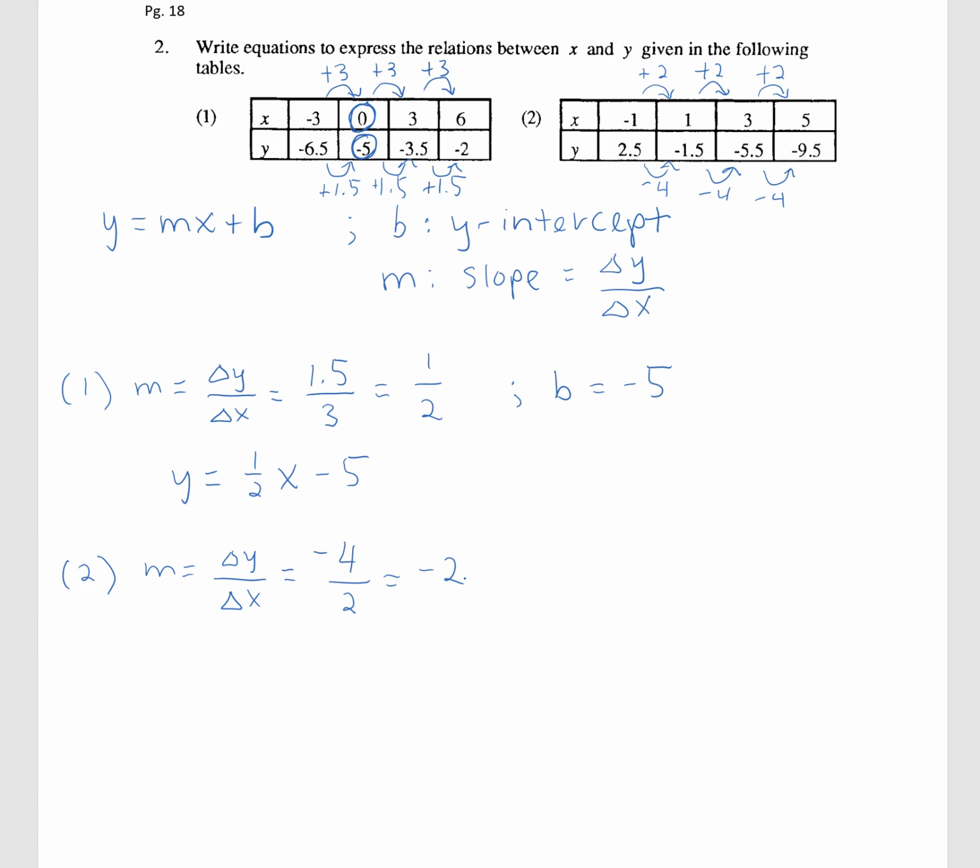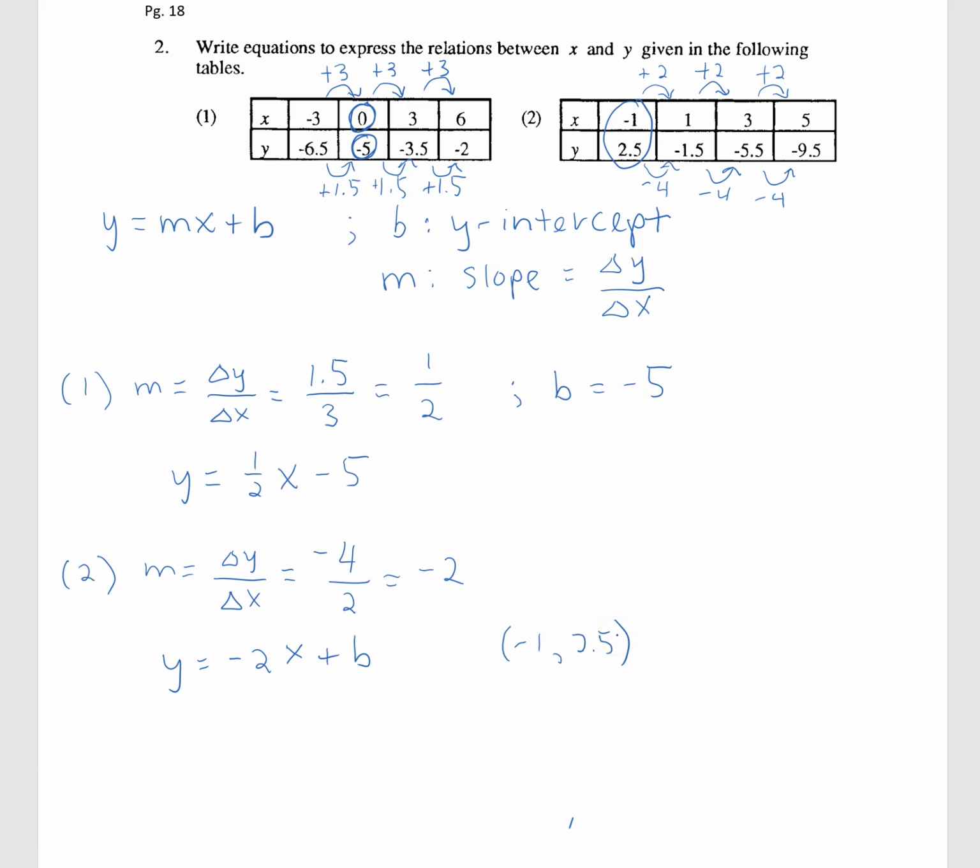In this case, we haven't been given the point x equals 0. So what we want to do is plug in what we know, which is y equals -2 times x plus b. We don't know b yet. To figure that out, we can use any one of these points that have been given in our table. I'm just going to use this first point here, so this is the point x equals -1, y equals 2.5.